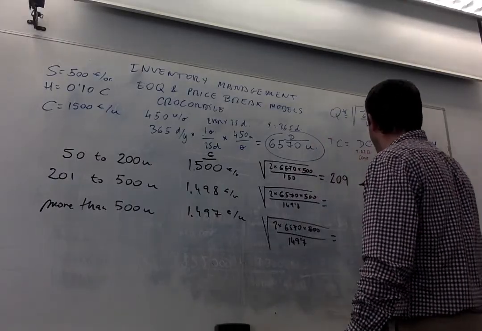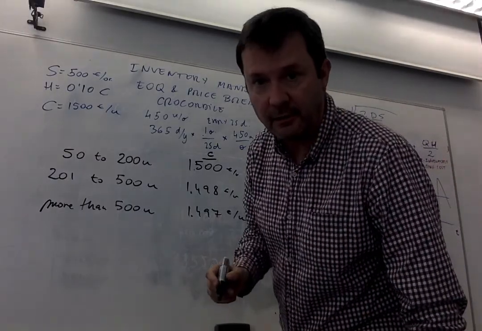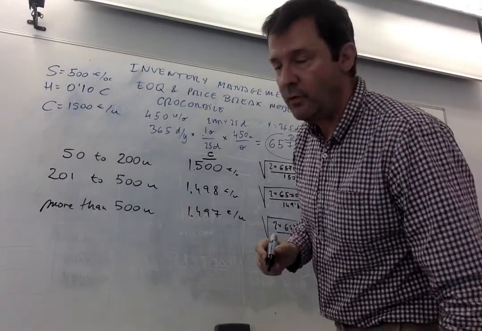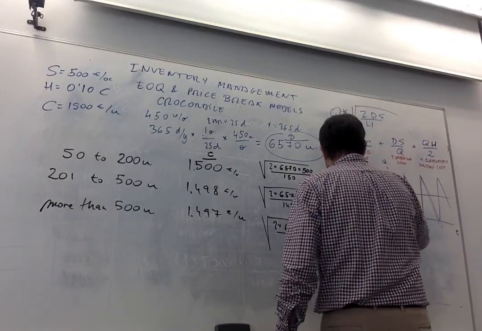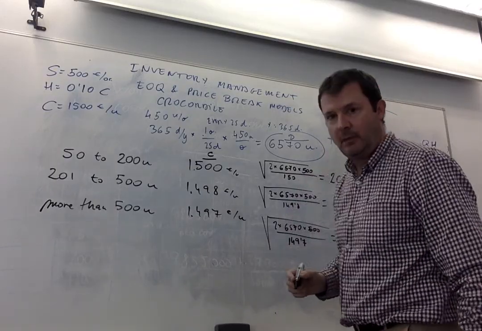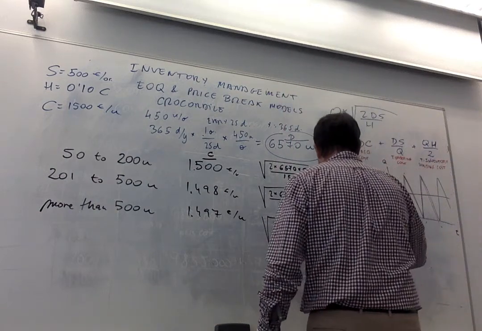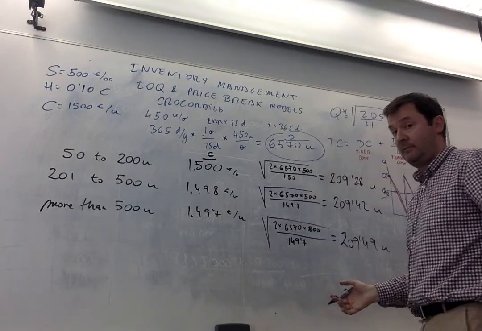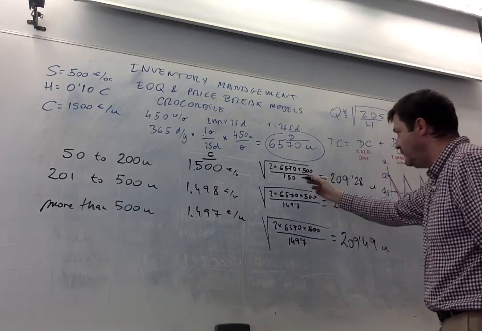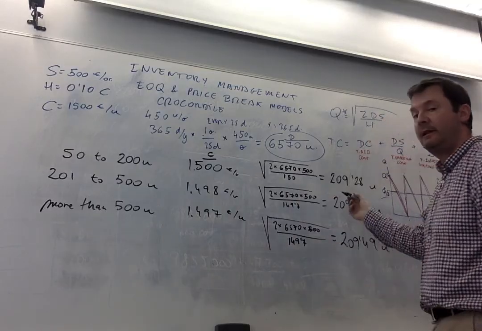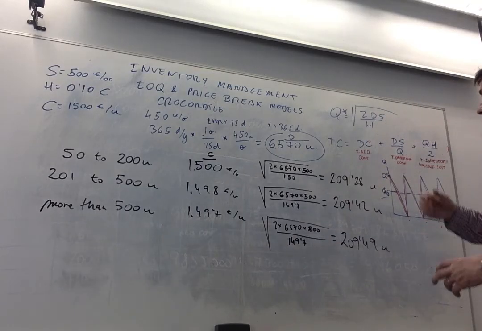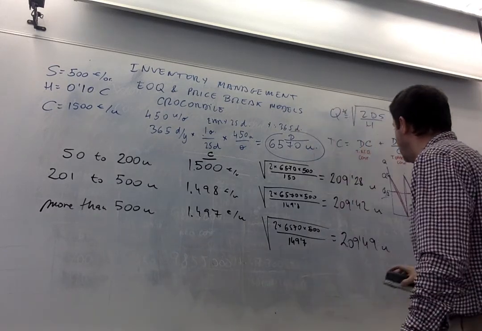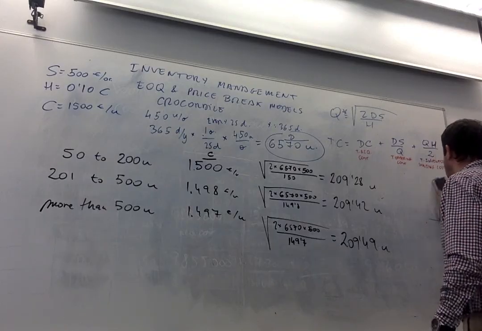209. This is the one that we got before, 209.28. Then we get 209.42, and we get 209.49. Not big differences, okay? The difference is so small that it doesn't make a big difference. But now I have to decide which one of these are feasible and which ones are not feasible.